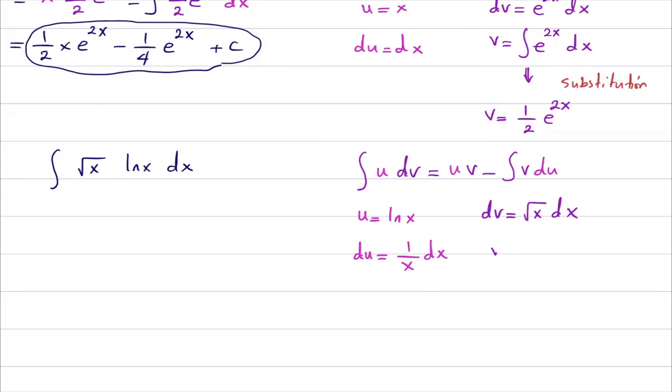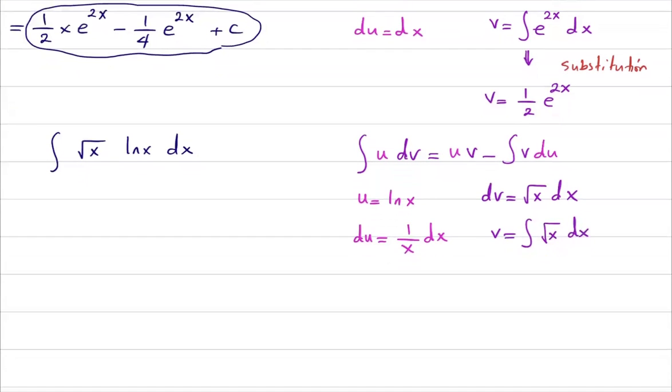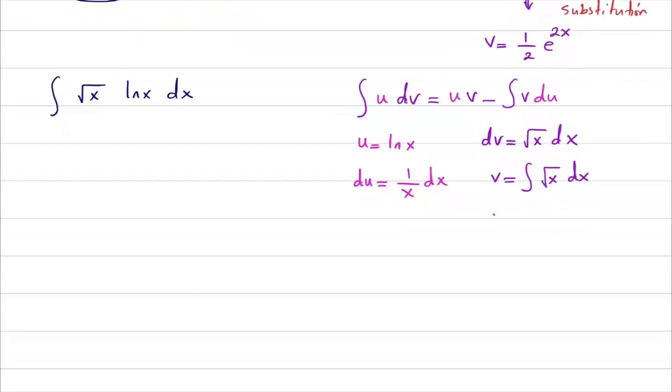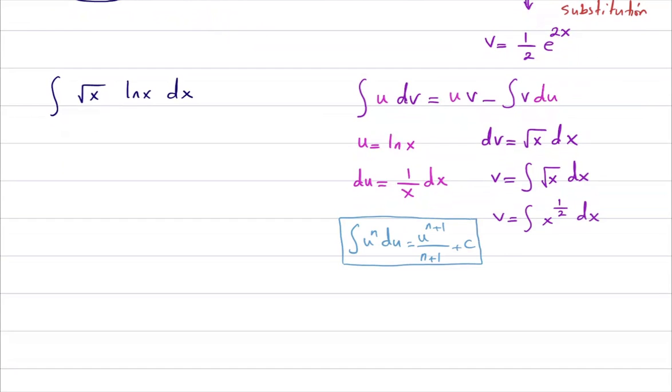And to calculate v, it is nothing but the integral of square root of x dx. V is equal to the integral of x to a half dx. We're going to use the power rule here. Remember that if you have the integral of u to power n du, this is u to power n plus 1 divided by n plus 1 plus constant of integration from elementary calculus. So our v is equal to, we add 1 to a half, you get 3 halves, so you get 2/3 x to power 3 halves.